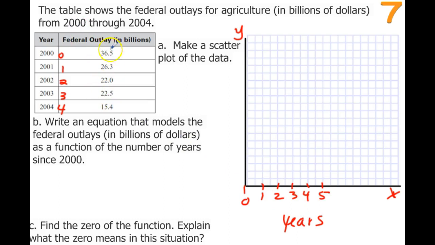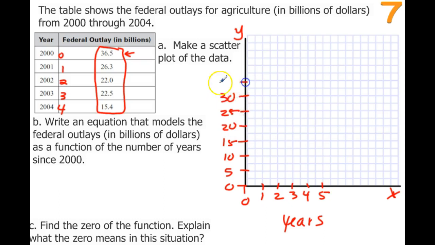And then I need to go all the way. If I look at my highest number, it's right here, about 36. So I'm going to go by 5s. Every other line would be 5: 5, 10, 15, 20, 25, 30, 35, and 40. I've covered as much as I need to.